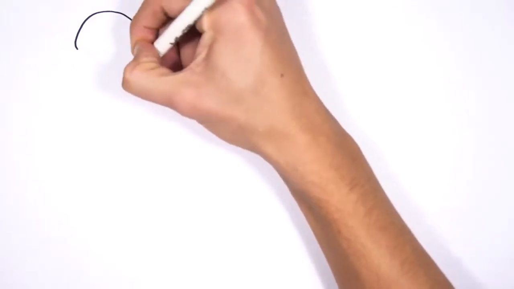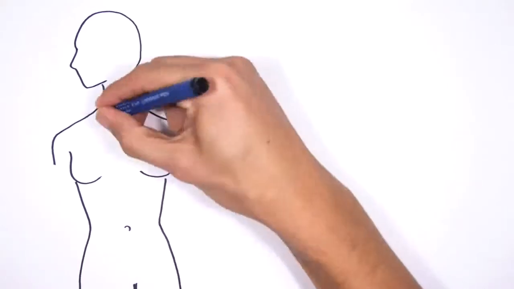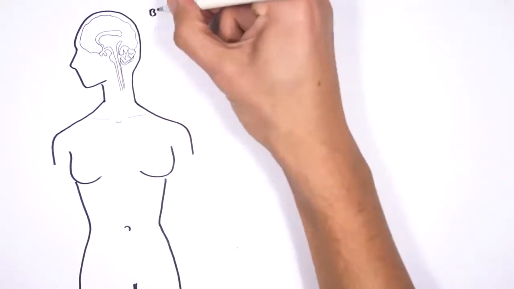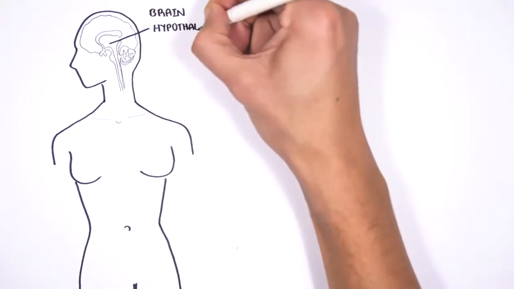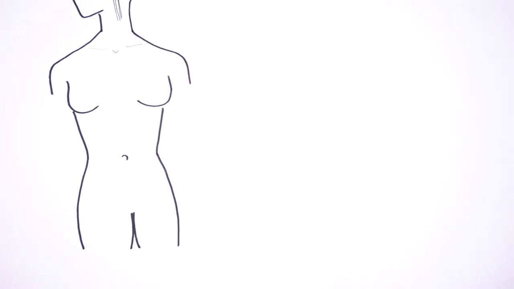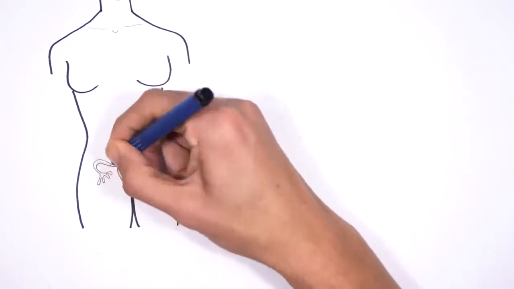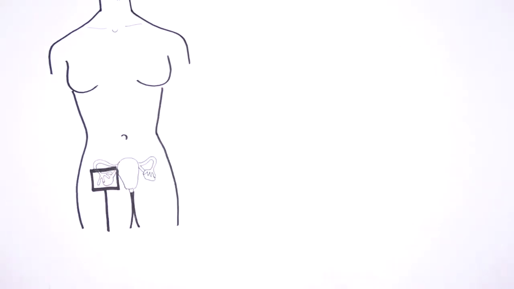In this video, we're going to describe how in vitro fertilization works. Let's first begin by recapping the female menstrual cycle. Here is the brain, and two important parts of the brain involved in the menstrual cycle are the hypothalamus and the pituitary gland. Here is the lower female tract.